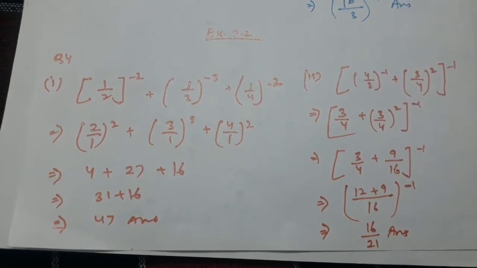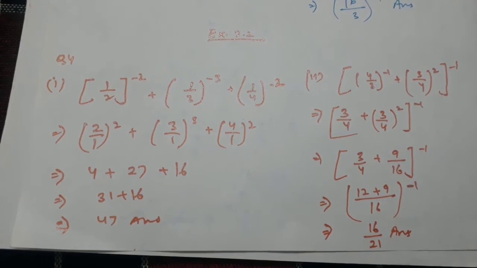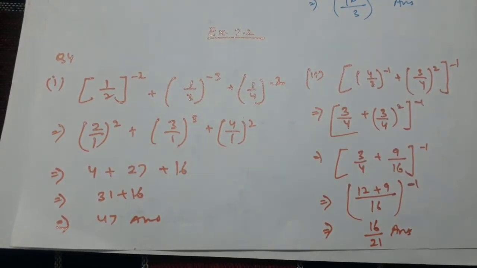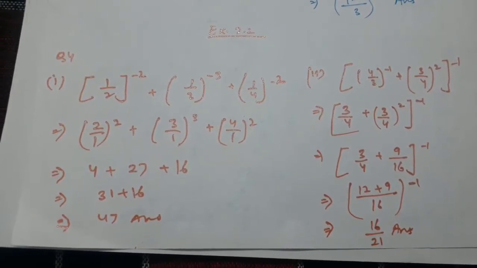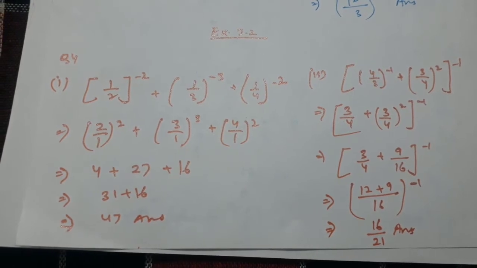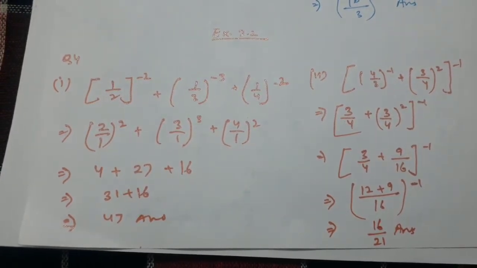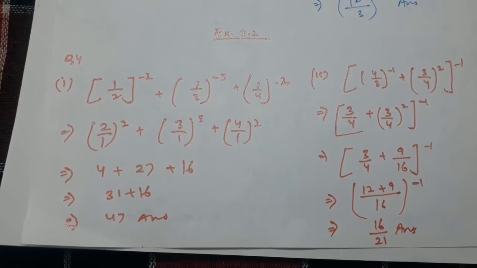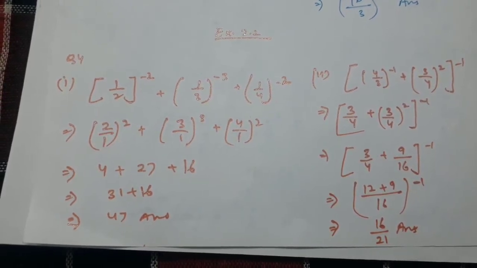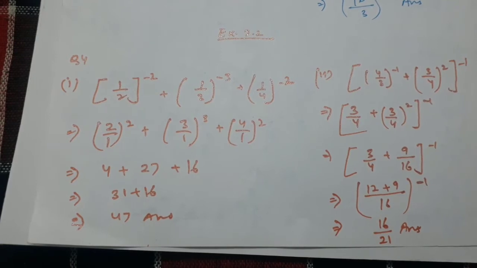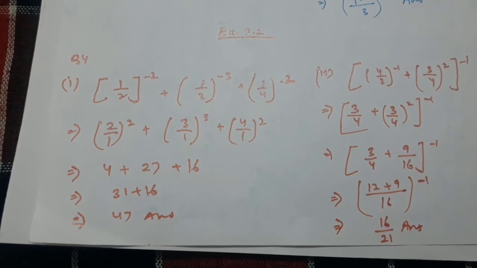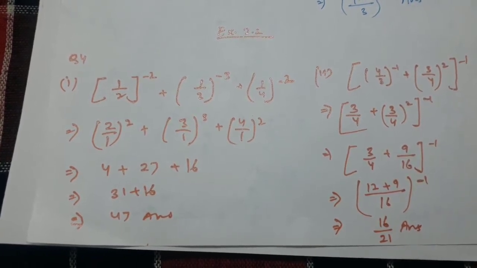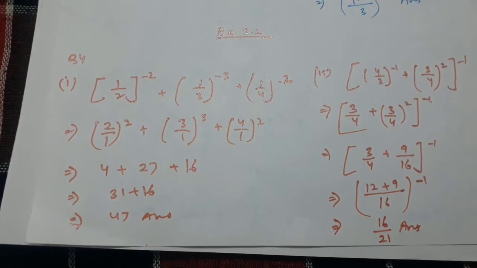In question number 4, first part, we have been given (1/2) raised to the power minus 2 plus (1/3) raised to the power minus 3 plus (1/4) raised to the power minus 2. For removing the negative sign from the powers, we will reciprocate the number as (2/1) raised to the power 2 plus (3/1) raised to the power 3 plus (4/1) raised to the power 2. After removing the negative from the powers, we will expand the number as 4 plus 27 plus 16. So 31 plus 16, 47 is the answer.